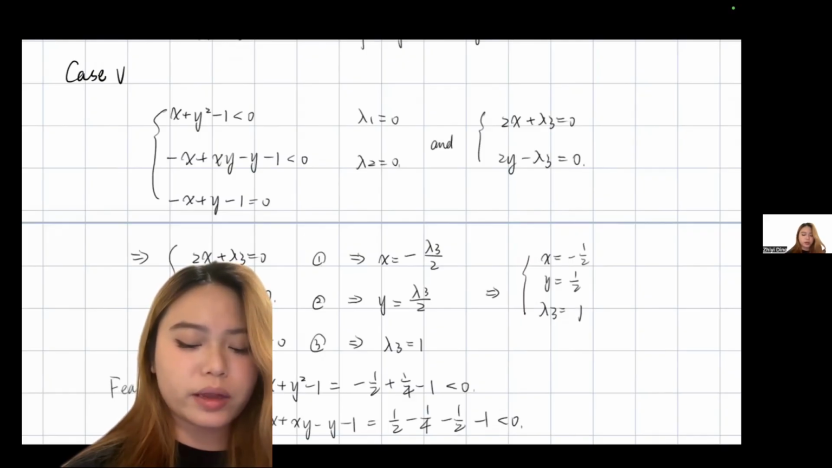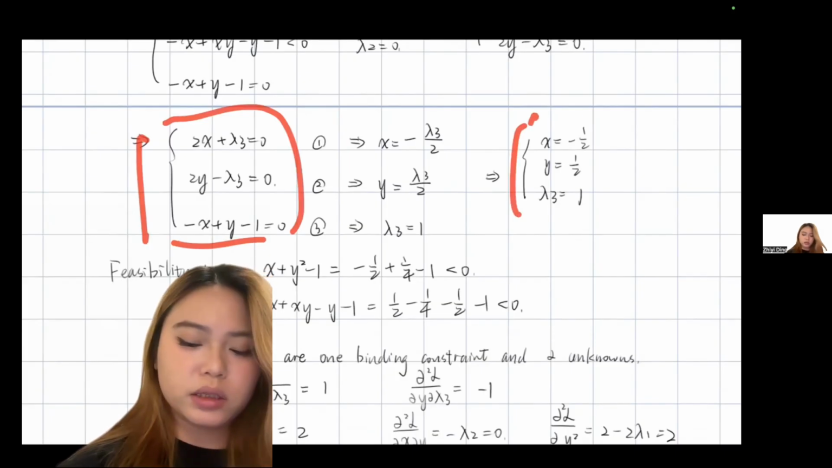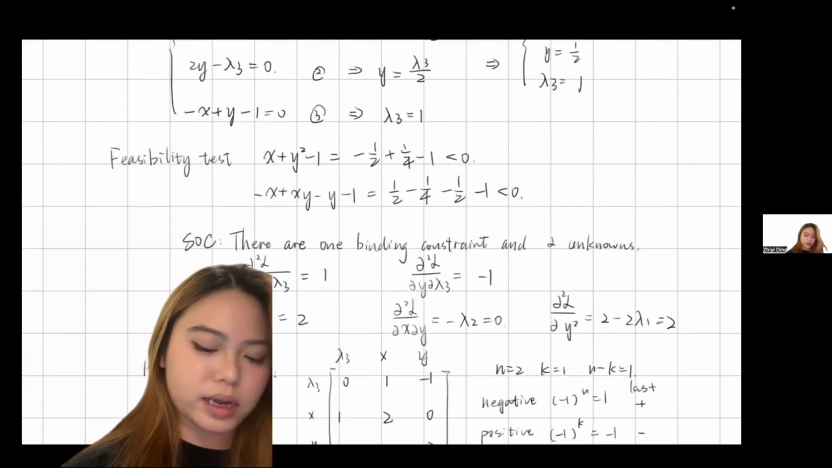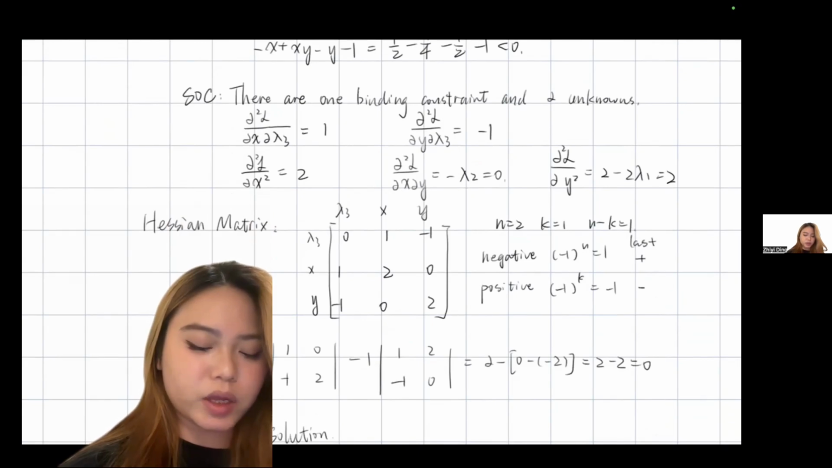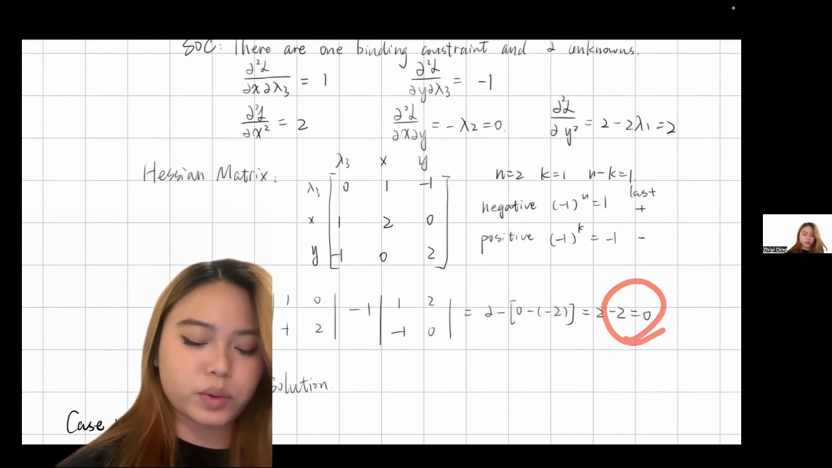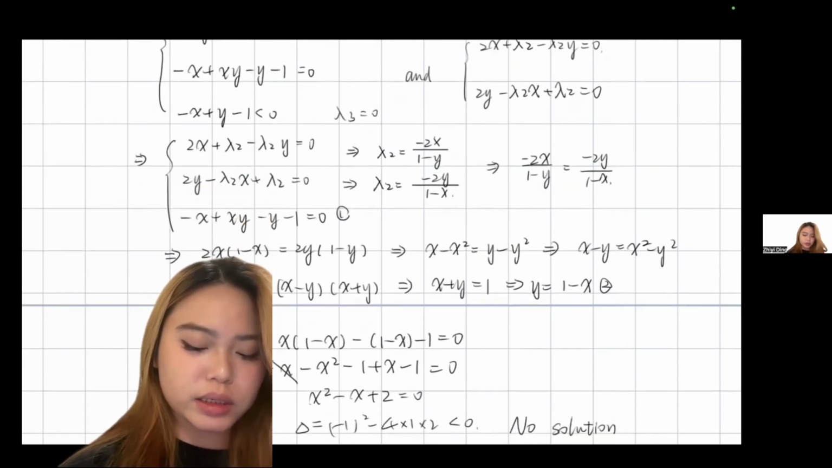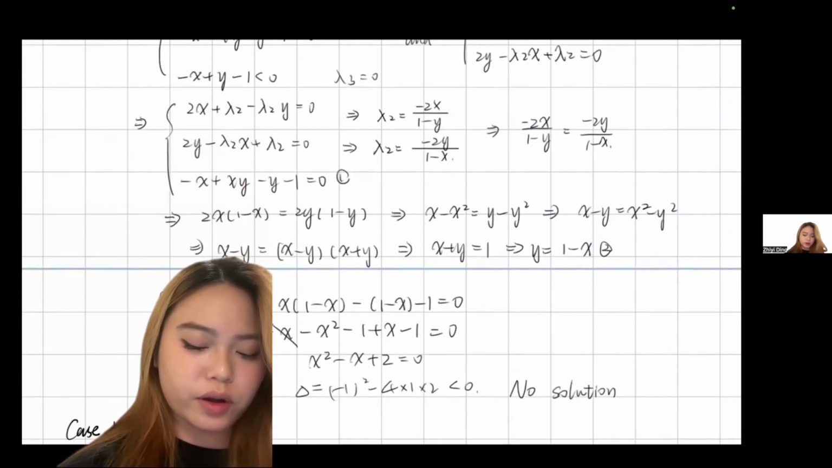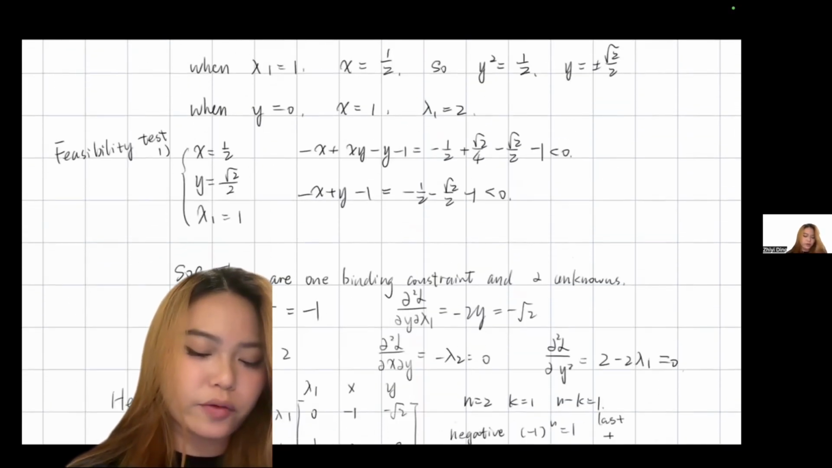For case 5, we activate g3, and then we get the equations, and then we get the results. The results pass the feasibility test, and for the second order conditions, we get the determinant of the Hessian matrix, and this one is equal to 0, so this one gives no result. For case 6, we activate g2, and then we find that there is no solution for the equations. For case 7, we activate g1, and we have three different results.